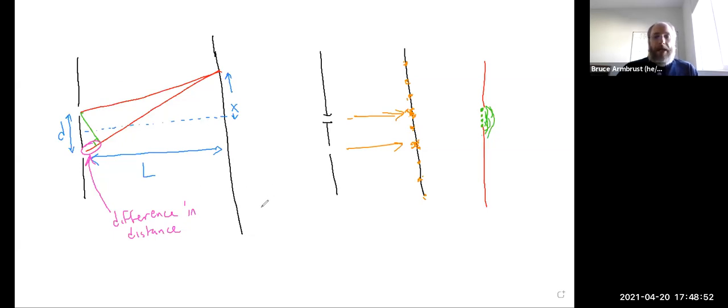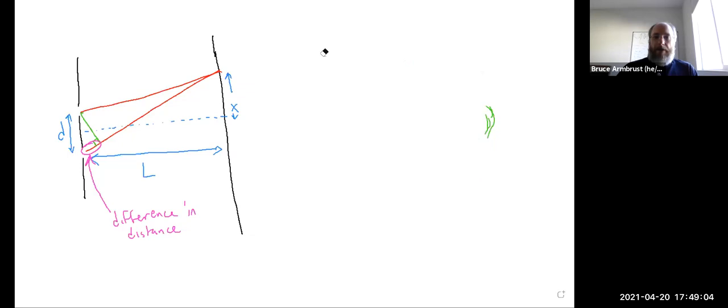Okay, so if we're going to get a bright spot, that means that the difference in distance has to be equal to a multiple of the wavelength, because we need them to be in phase when they come together. So to get a bright spot, we need that change in distance, let me call it delta D, to equal some multiple of our wavelength.